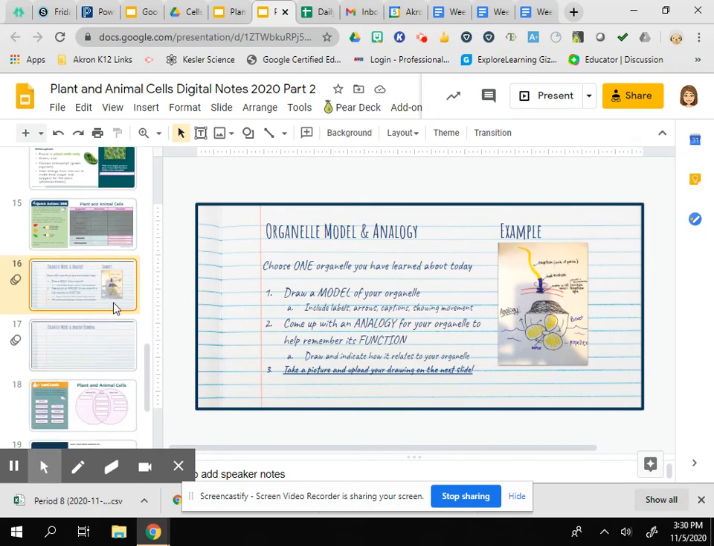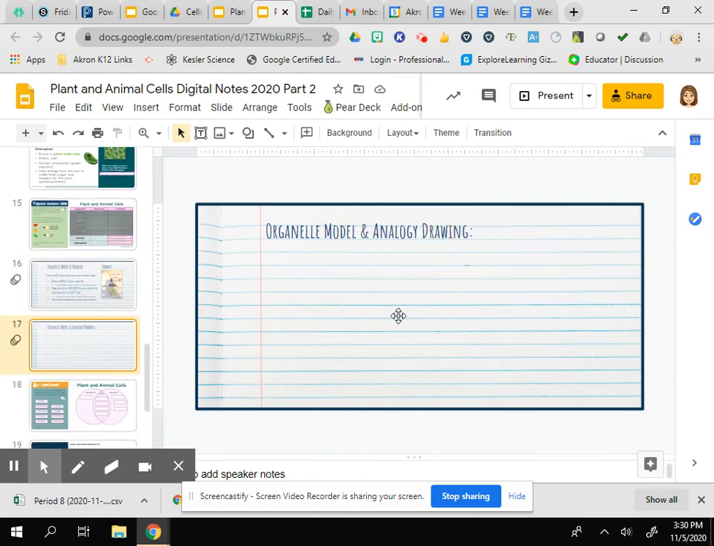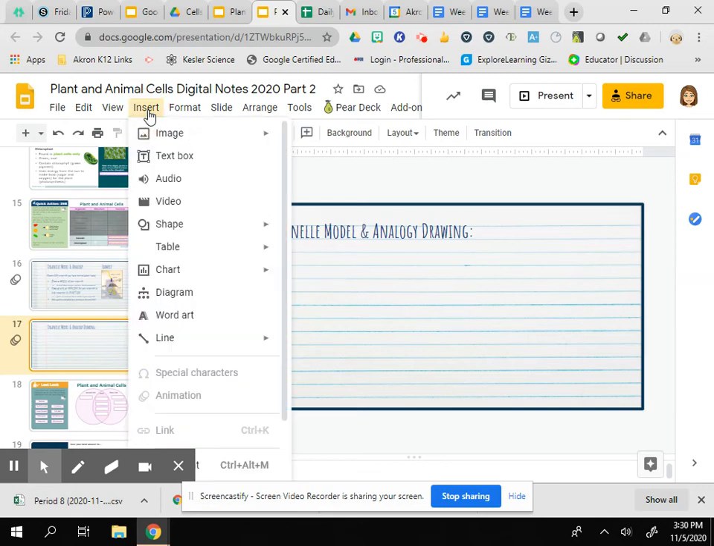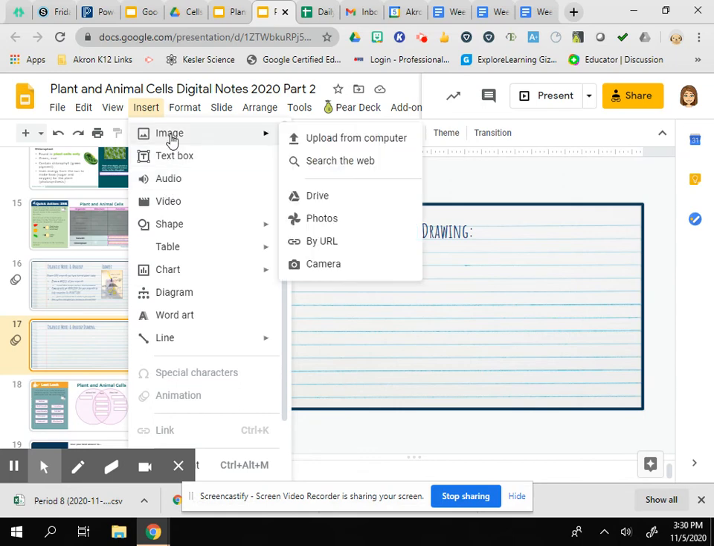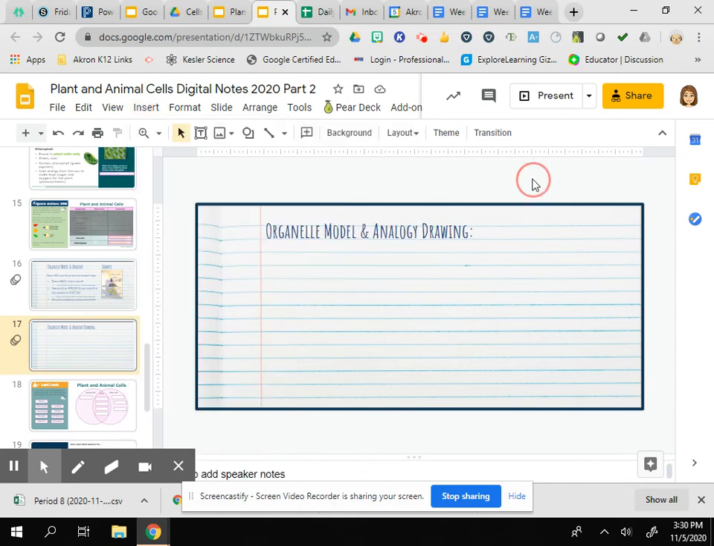So you're going to do your own drawing, and you're going to upload it and insert it onto this slide. So once you have your picture taken, either on your phone or with your Chromebook, please make sure you have good lighting and that it's clear, because if I can't see your drawing, I'm not going to be able to grade it. And then you're going to click Insert, and you're going to click Image, and then you can upload it from the computer, and you'll be able to size it up on here.